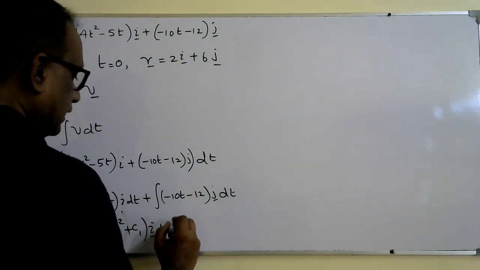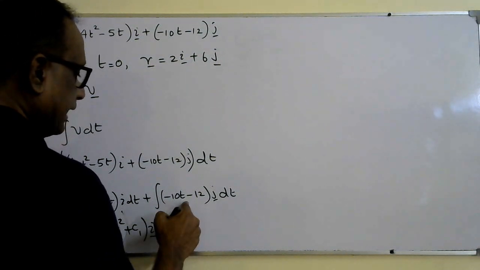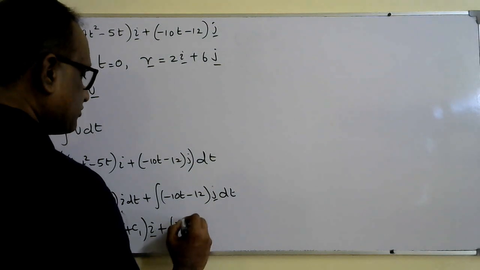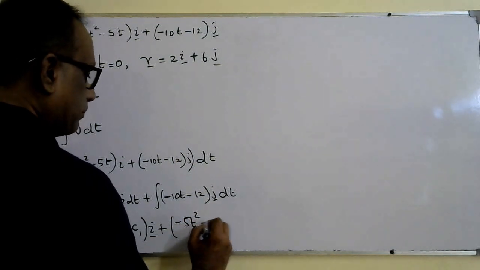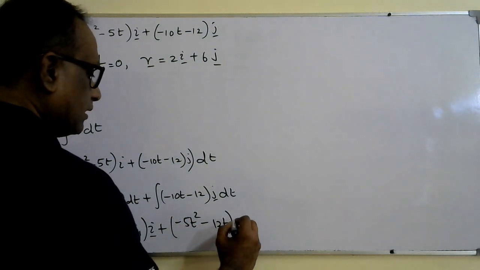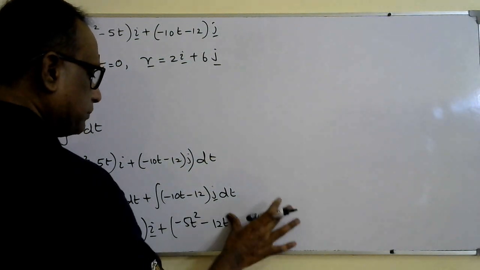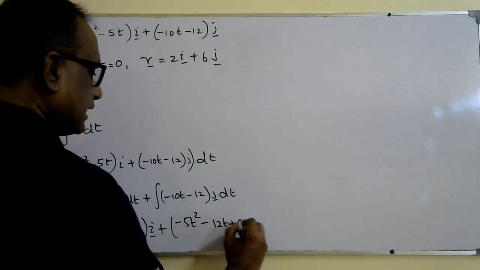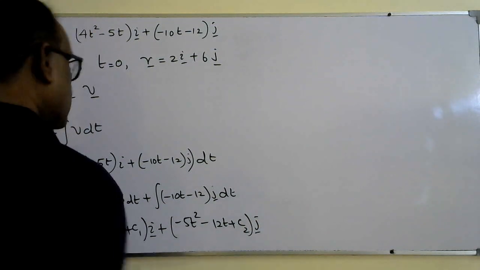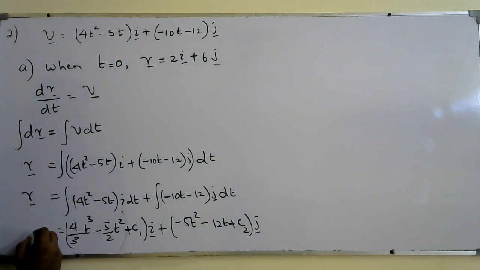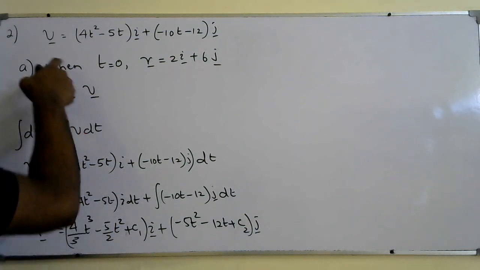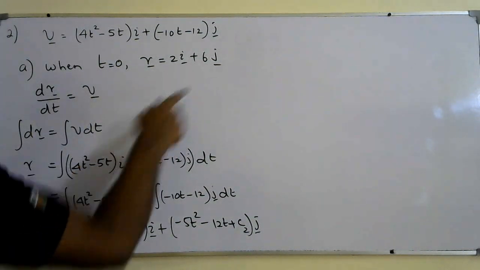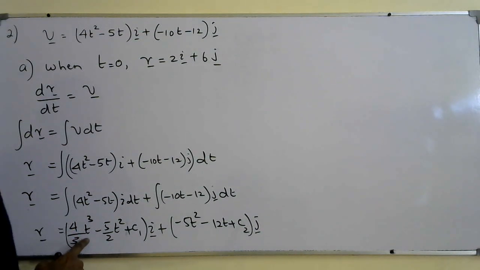Plus this one, minus 10t squared by 2 means minus 5t squared, minus 12t, minus 12t plus c2. There should be a constant c2 j. Okay, so this is the position vector r. So when t equals 0, it's given. So when t equals 0, we'll substitute t equals 0.